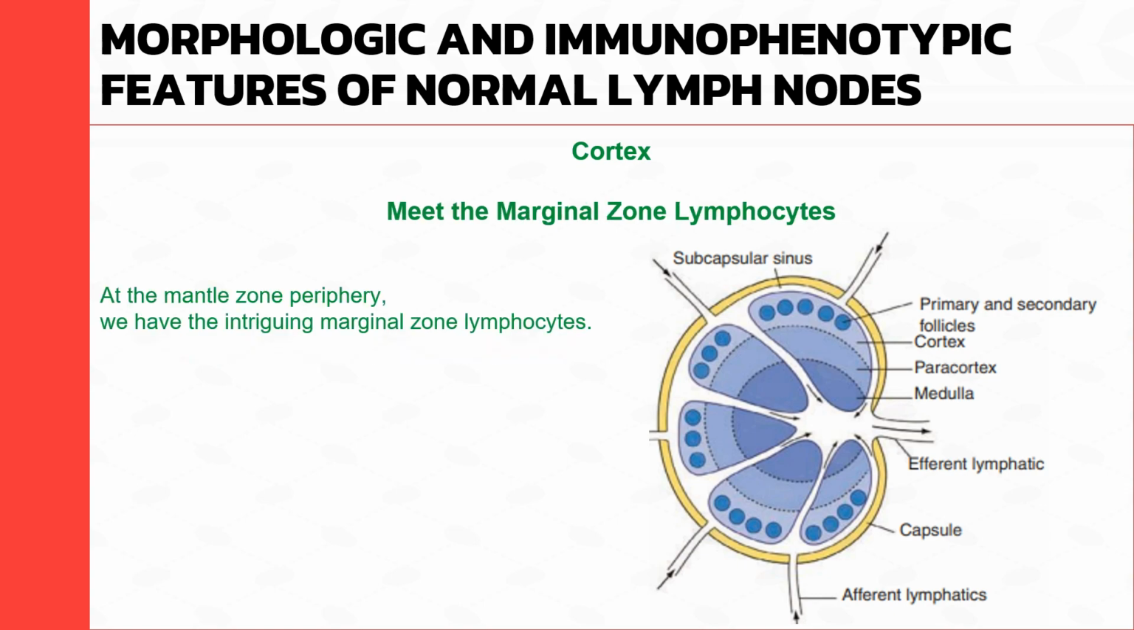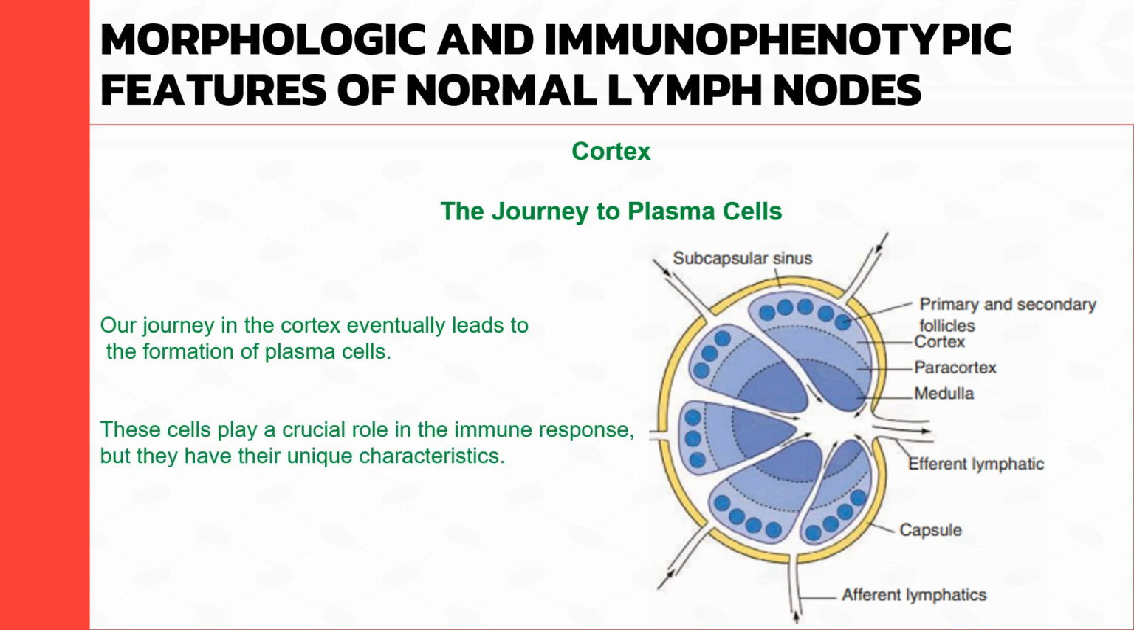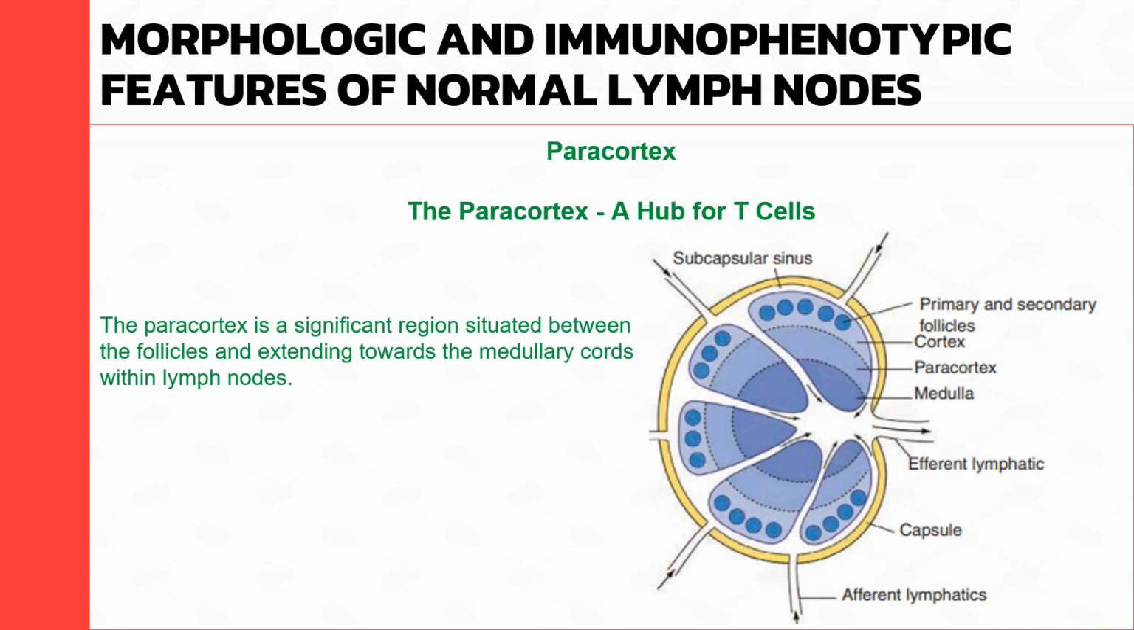At the mantle zone periphery, we have the intriguing marginal zone lymphocytes. They stand out with clear cytoplasm and indented nuclei. Our journey in the cortex eventually leads to the formation of plasma cells. These cells play a crucial role in the immune response, but they have their unique characteristics. The paracortex is a significant region situated between the follicles and extending towards the medullary cords within lymph nodes. Its primary mission: to produce mature and functional T cells.